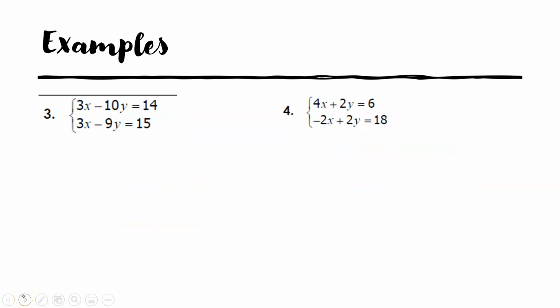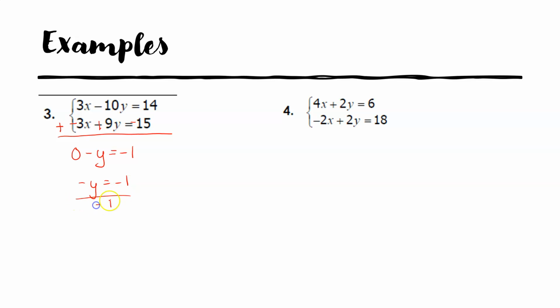Okay, number 3. So again, my x value has the common coefficient of 3. The signs are the same. So I'm going to subtract. I'm going to change that subtraction to addition, and I'm going to change the signs. So my 3's are eliminated. I have 0 and negative 10y, and positive is negative y. And then I have 14 minus 15, that's negative 1.